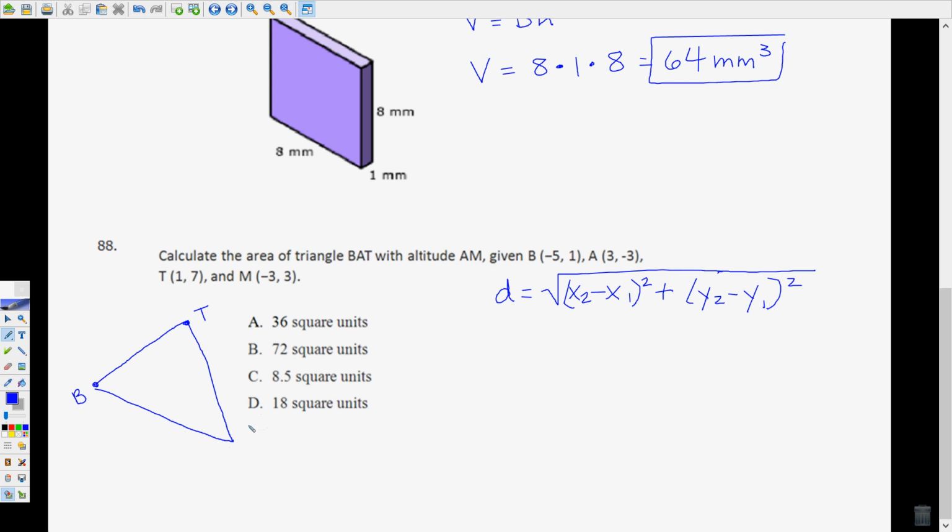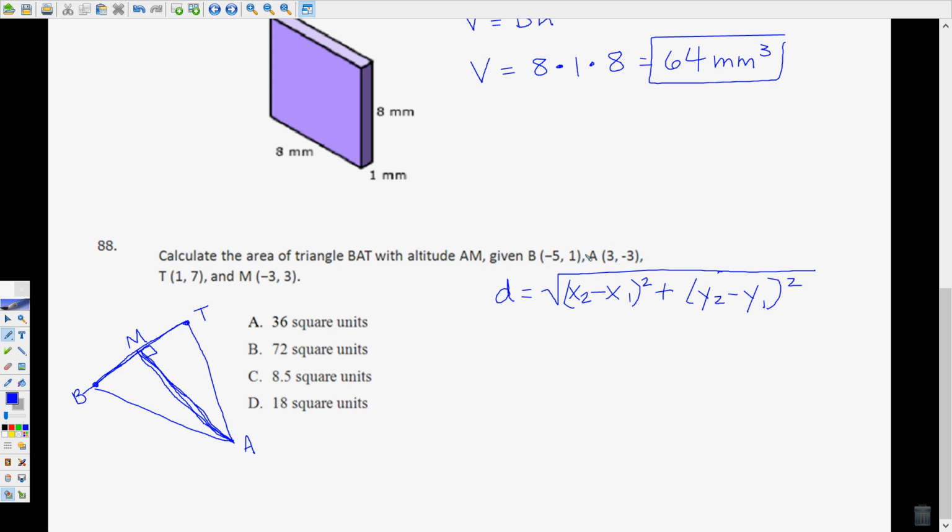And it says that point M is at 3, -3, and so what happens is that AM is going to be your height. The altitude of your triangle is your height, and so BT would be the base, and AM would be your height. So you're only going to have to use the distance formula twice. You use it to find the height, and you use it to find the base. So you plug in those coordinates for your x2, x1, y2, y1.